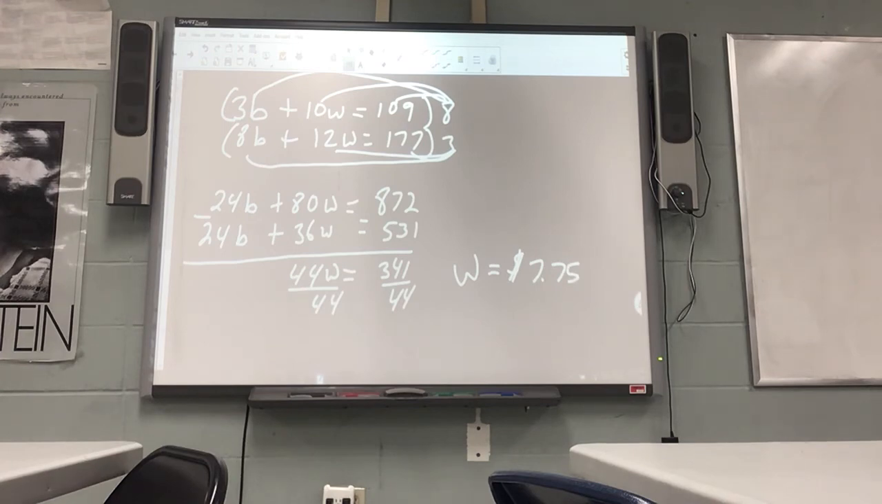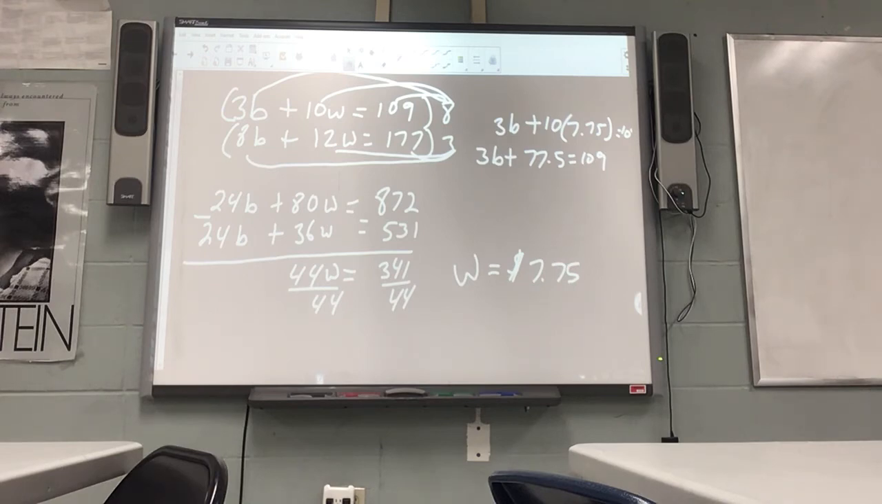Okay, so now we have to figure out how much she's going to get paid babysitting. We take that $7.75 and plug it in for the W in one of our equations. You want to do the 3B, the 8B, or one of the 24Bs? The 3B equation has 3B plus 10 times W equals 109. So 3B plus 77.5 is equal to 109. 10 times 7.75 just moves the decimal.